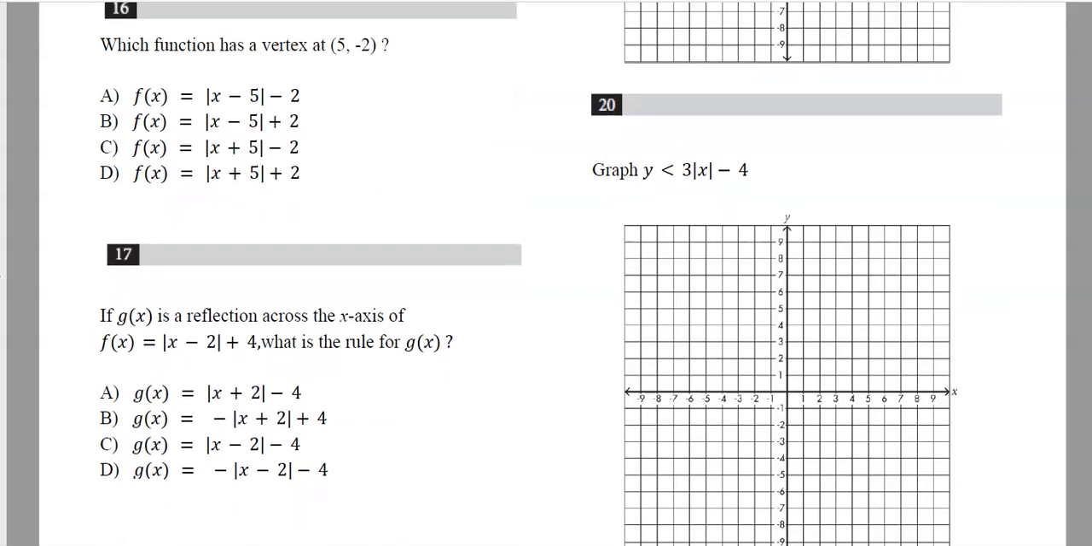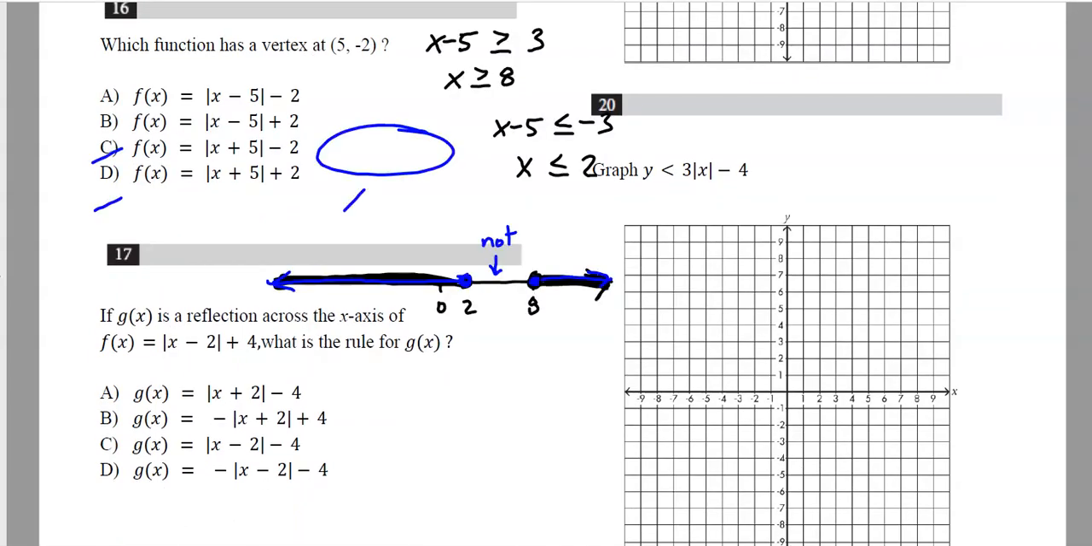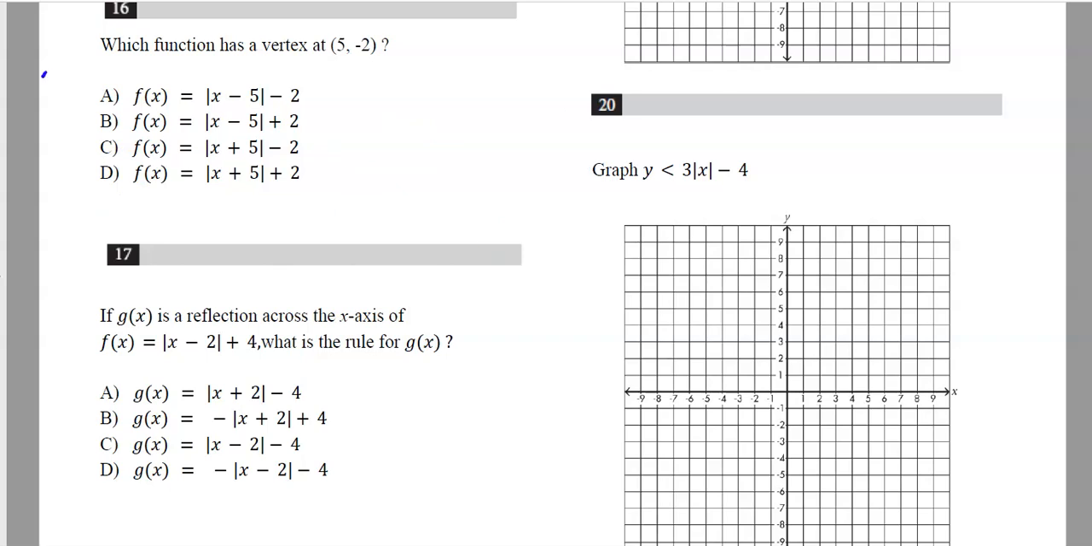Number 16, which function has a vertex? So now we're getting into graphing. So you could go back and look at the 3.4 practice or 3.4 notes. Graphing absolute value. And what I know from the vertex, remember, is like the V point. It's that bottom part, that's the vertex. And the parent function starts at 0, 0. Maybe I'll just use this graph down here while I'm at it.